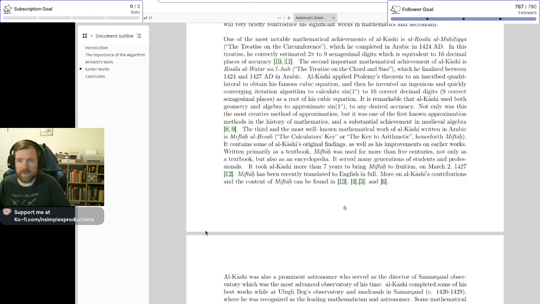The second important mathematical achievement of Al-Kashi is Risala al-Watar wal-Jaib, treatise of the chord and sine, which he finalized between 1424 and 1427 in Arabic. Al-Kashi applied Ptolemy's theorem to an inscribed quadrilateral to obtain his famous cubic equation, and then invented an ingenious and quickly converging iteration algorithm to calculate sine of 1 degree to 16 correct decimal digits. Again, 9 sexagesimal places, as a root of his cubic equation.